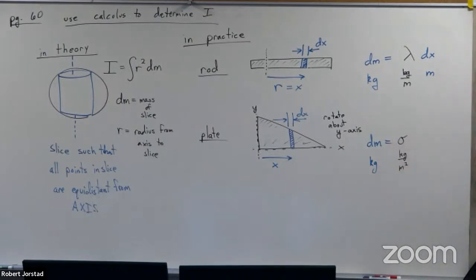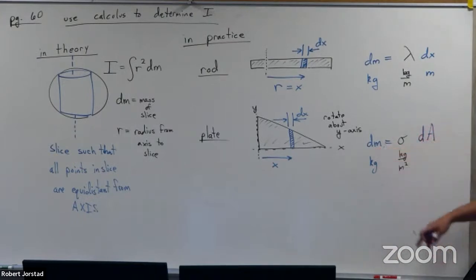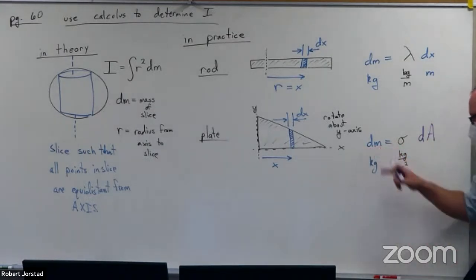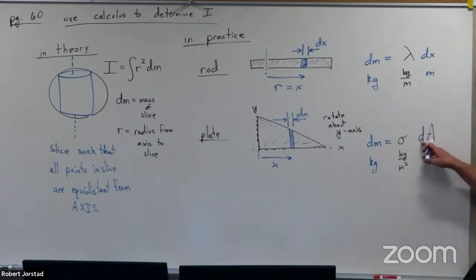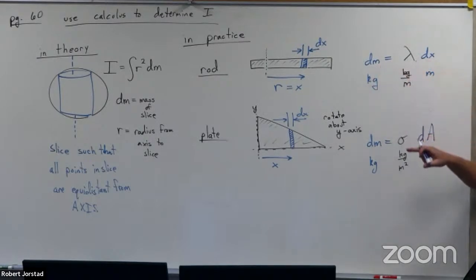So what do I have to multiply? Not dx. dA, a small amount of area. If I have a small amount of mass, I need a small amount of area. Got it? All right, so if I have a small amount of mass, I need a small amount of area times the kilograms per meter squared.